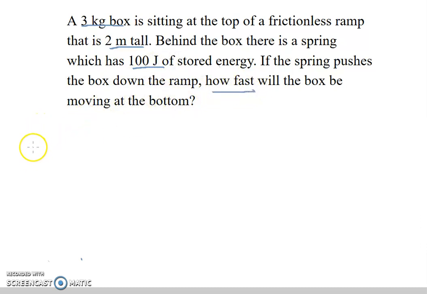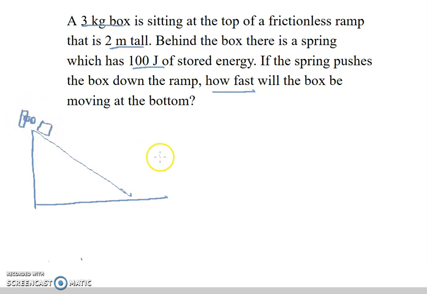I'm actually going to go a little bit out of order. I'm going to draw the picture first, because I think that's helpful. So we have a slope. We have a box up here. There's a spring behind it. That spring is pushing the box down, and we can imagine that box is going to be moving when it hits the bottom, because it's falling and it's also being pushed by the spring.